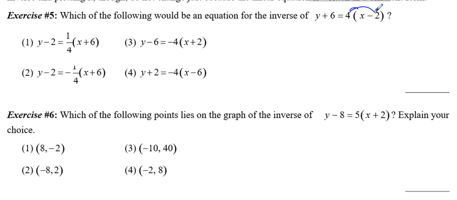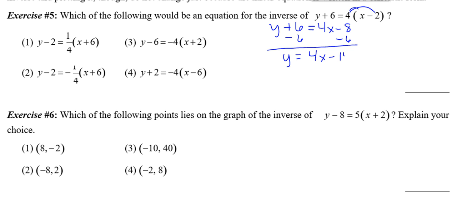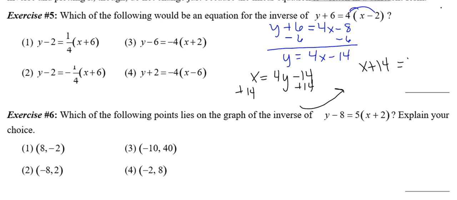So I'm going to distribute my 4 throughout. So I'm going to have y plus 6 equals 4x minus 8. And I'm going to subtract 6 from both sides. y equals 4x minus 14. Now I can do the inverse. So I'm going to have x equals 4y minus 14. Add 14 to both sides. I'm going to move it up here to have more room. x plus 14 equals 4y. So I'm going to divide both sides by 4 to get 1/4 x plus 7/2 equals y.